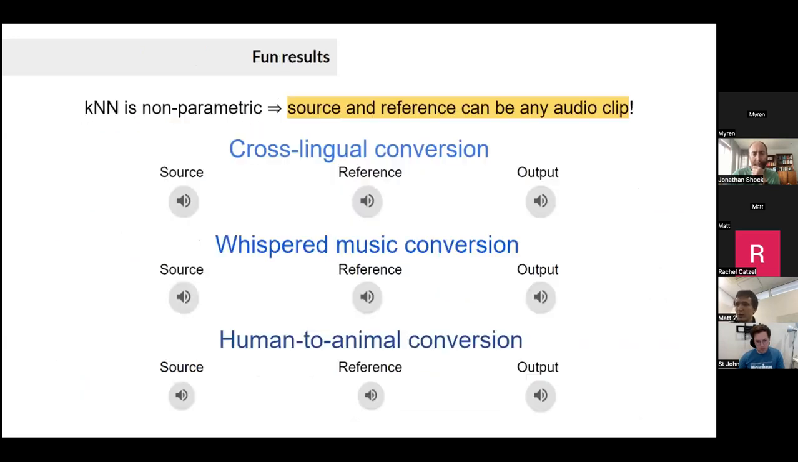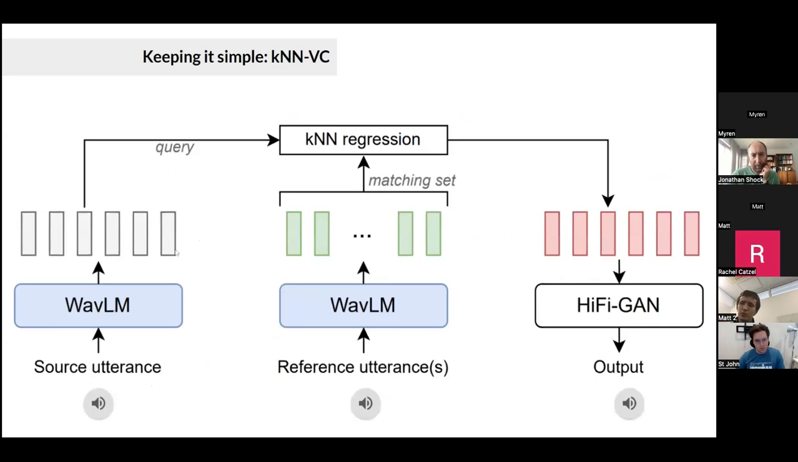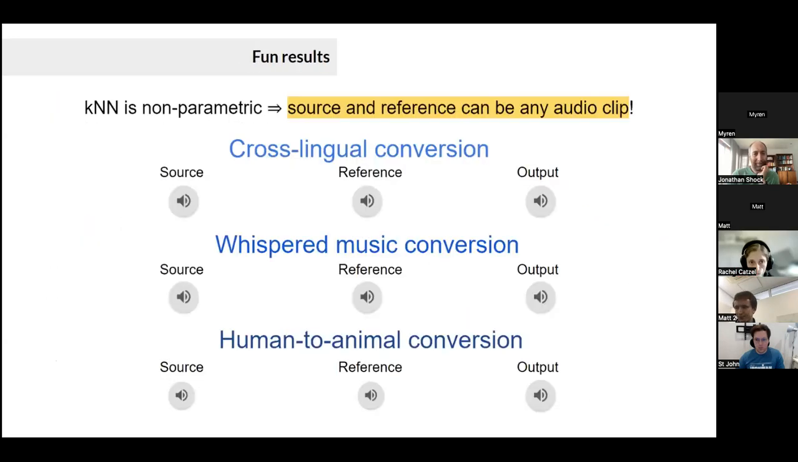And the cool thing is now, because it is just a simple k-nearest neighbors, if we look at the design here, we never assumed this is even speech. This could be music, this could be whispers, this could be things from other languages. So we can do all sorts of weird things here. So for example, first thing, all those models, the HiFi-GAN, the WavLM, they've only seen English. So we can actually do inference on cross-lingual conversion. So our source can be something like this.